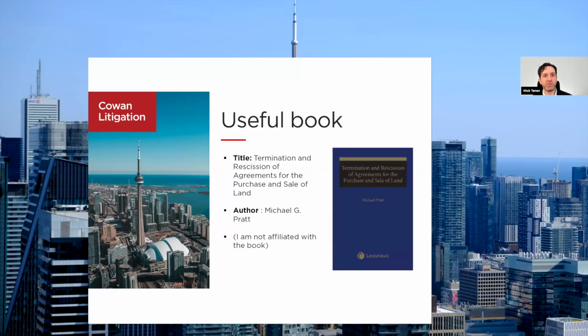Now, you might be wondering, well, Nick, thanks for your presentation, but there could be many situations. What do I do? I personally find this book useful. I'm not affiliated with this book. They don't pay me anything. But I find this book useful. It's called The Termination and Rescission of Agreements for the Purchase and Sale of Land by Michael G. Pratt. It covers many situations. So if it is the closing day, and you're hit with some weird situation and you have to figure things out, it's good to have some kind of resource there. And I find this book pretty useful.